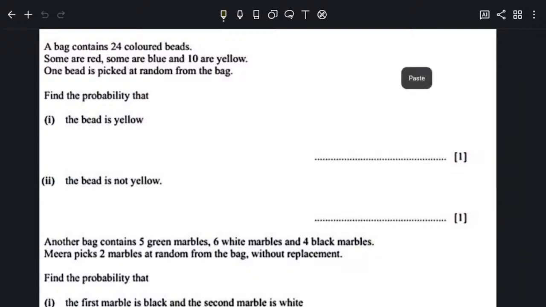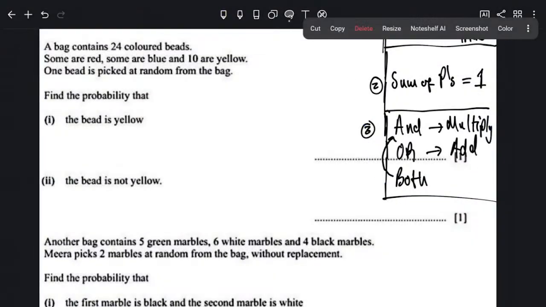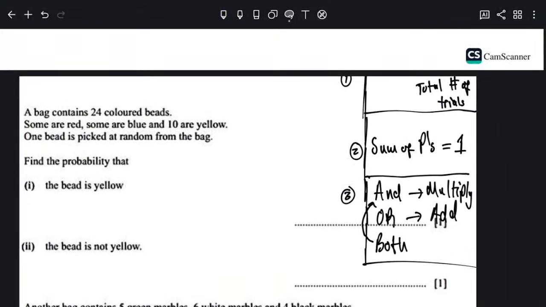Remember, first thing, put your 3 formulas, okay? Don't change the method. I'll put my 3 formulas here. Then find the probability that the bead is yellow. So I want to find probability of yellow. Do I have number of things? Do I have what? Let's get in and let's check.